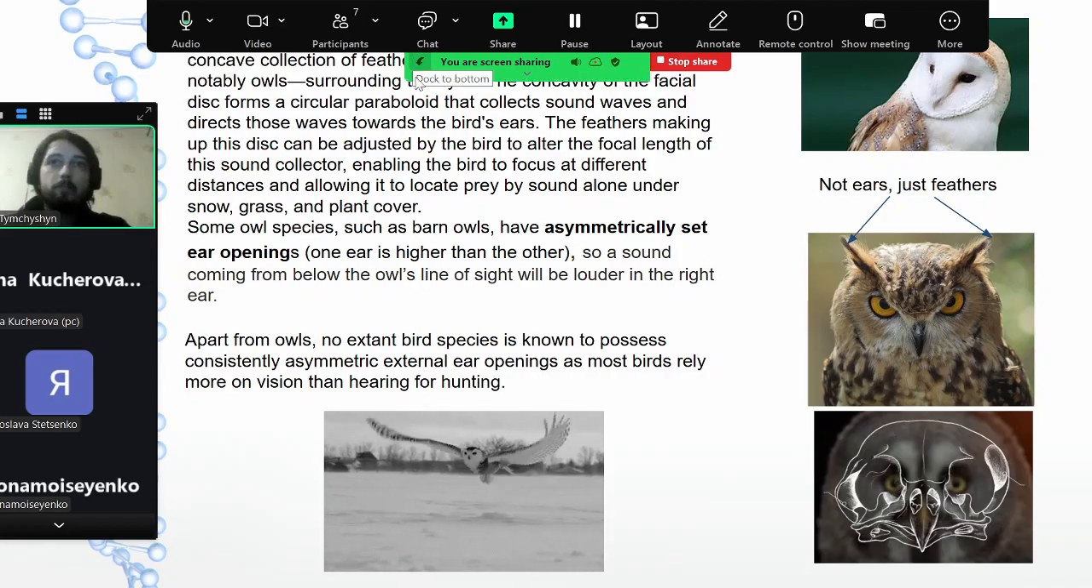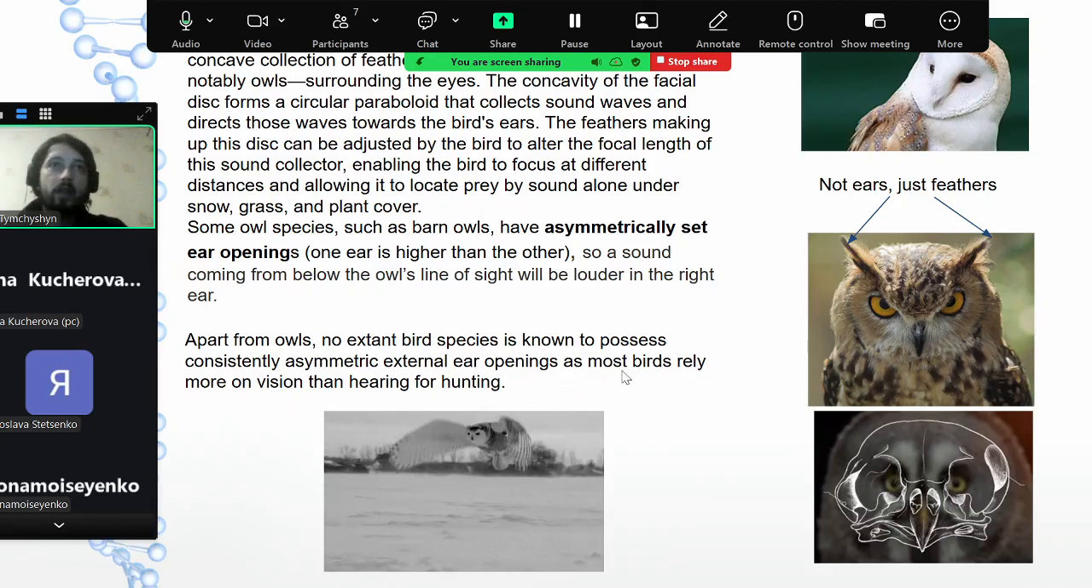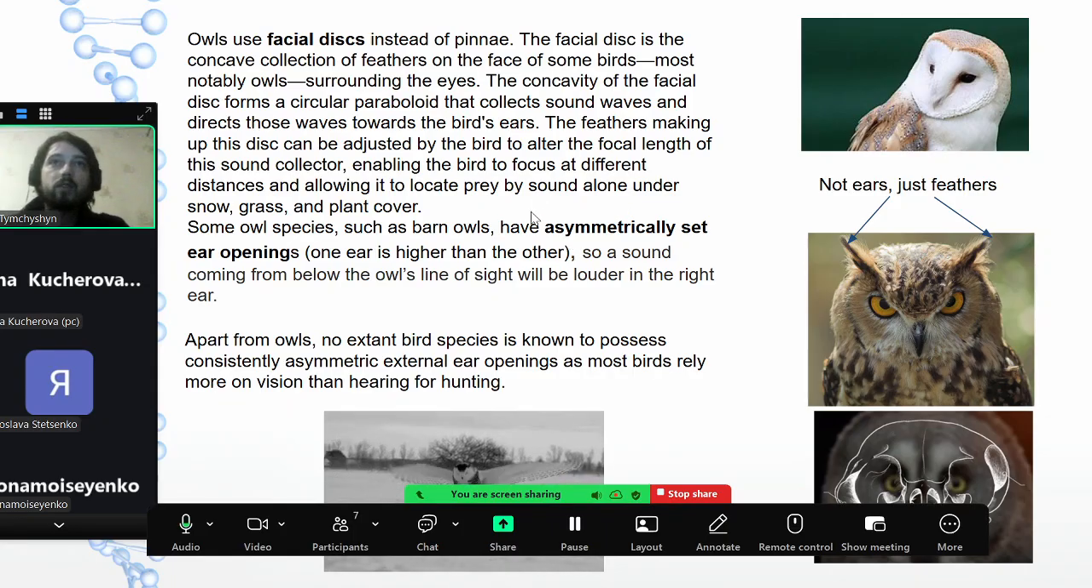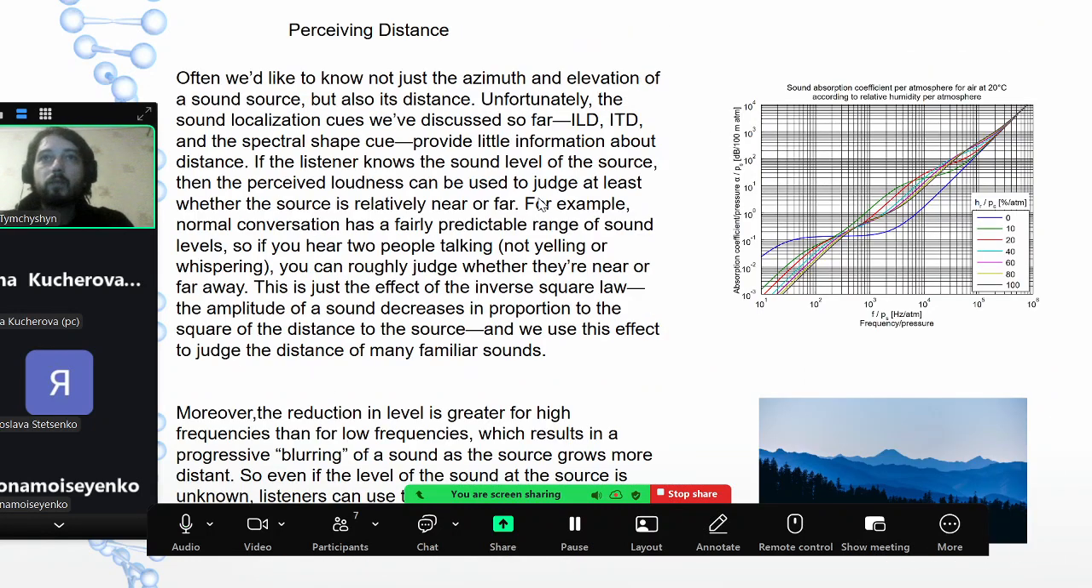In nature, there are certain birds like owls, for example. They need to catch their prey, and they need this sort of 3D orientation, and to handle the problem they use asymmetrically set ear openings. Here you see ear openings in the owl, and you see that they are asymmetric. These are not ears, that's just feathers. Ears are hidden inside. Of course, they have some special feathers that are specialized to distort the sound and focus it into their ears to help them orient.